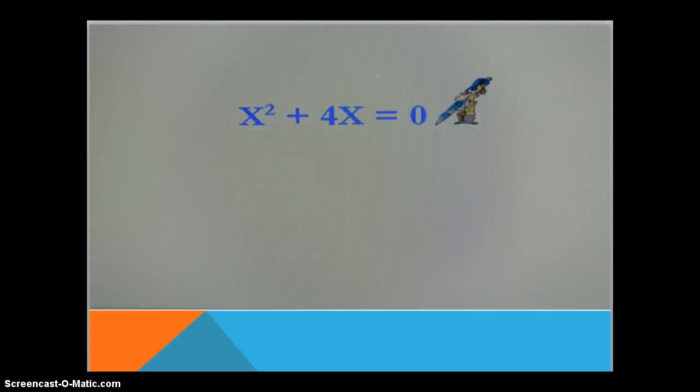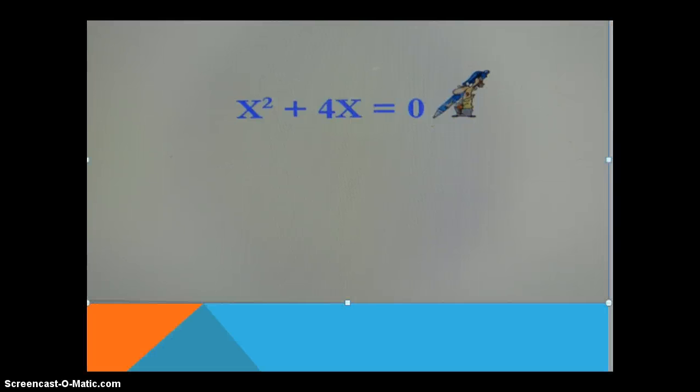Either one of those numbers could be put in place of x in the equation x squared plus 4x equals 0, and the thing would be true. Let's check and see.